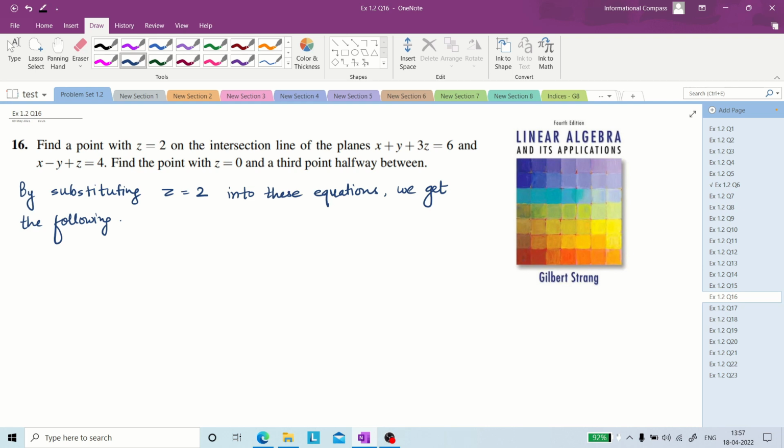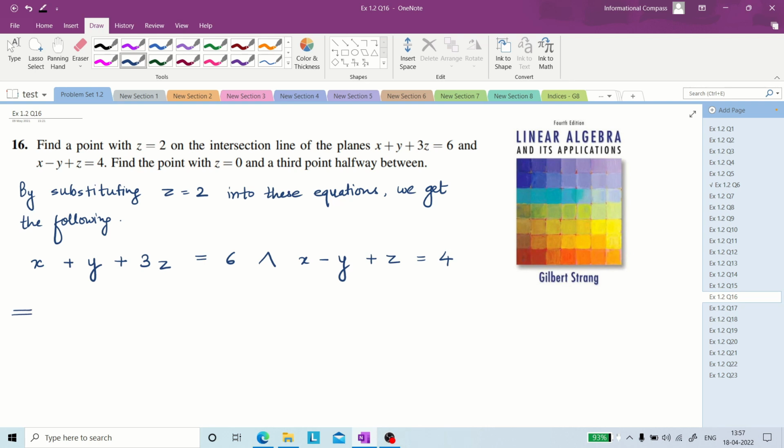So yes, we need to find out the intersection basically. So I'll write it down in this way. x plus y plus 3z equal to 6 intersection x minus y plus z equal to 4. This is what we need to find out, right?